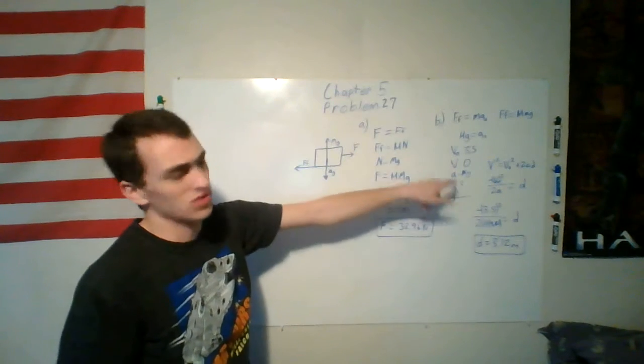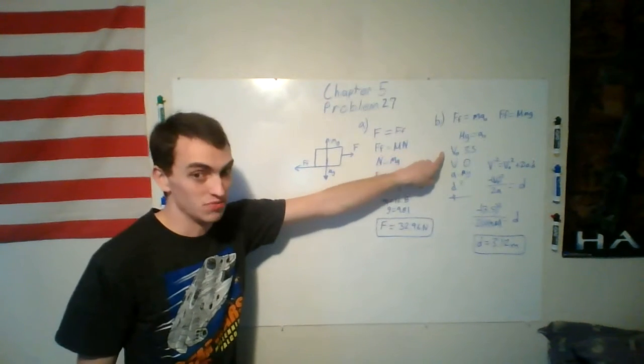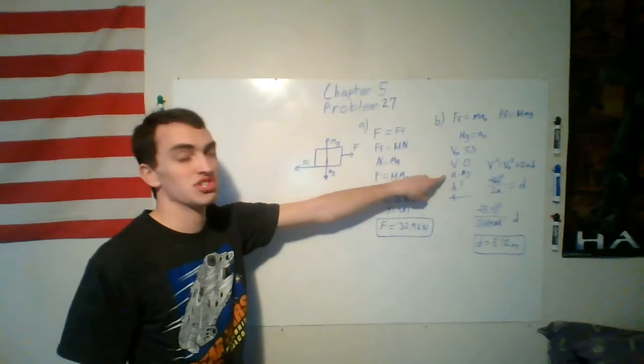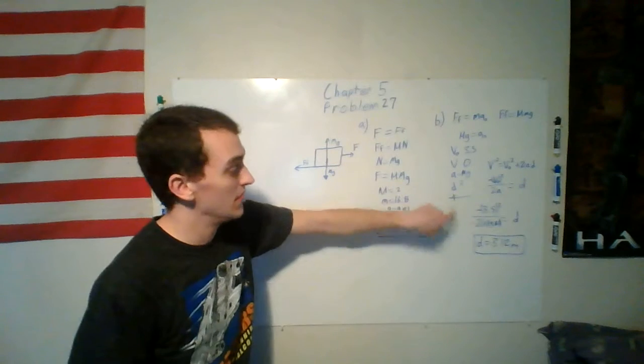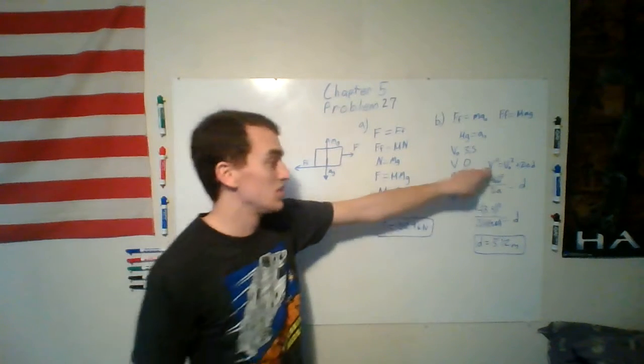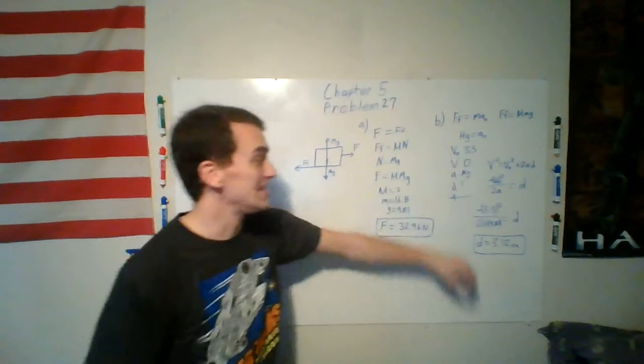So throw in our kinematics equations. Initial velocity is 3.5 meters per second. Final velocity is going to be 0. Acceleration is going to be negative mu g. And we're looking for our displacement, which will be a positive number. And we don't need time, so we use this equation, v squared equals v naught squared plus 2ad.